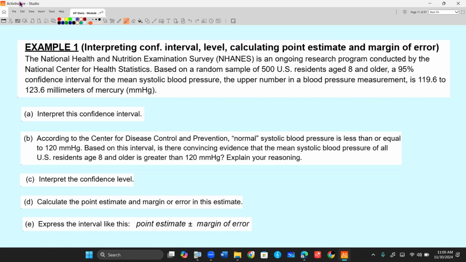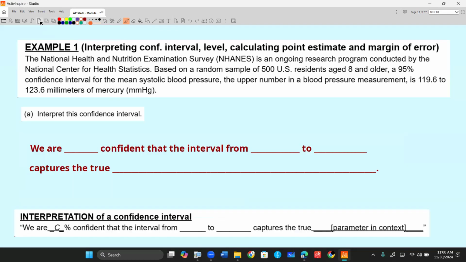So we have a few questions here. Interpret the confidence interval. Part B is going to be asking us to make some context with it, so we'll explain that a little bit later. Part C is interpreting the confidence level. Part D is calculating a point estimate and margin of error for this estimate. And Part E is expressing this in a different form. So let's talk about that first part first.